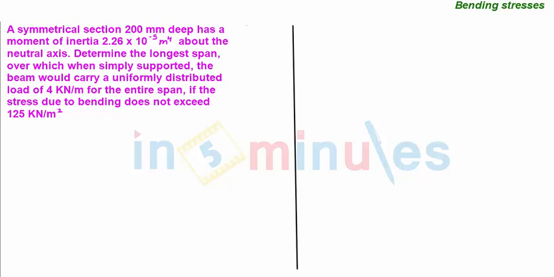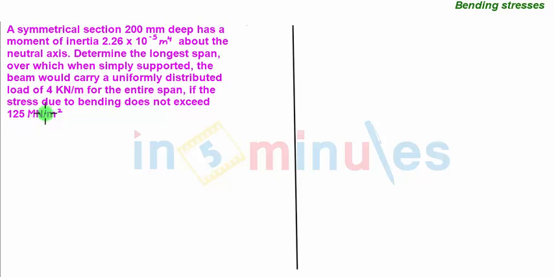A problem statement: a symmetrical section 200 mm deep has a moment of inertia of 2.26 × 10^-5 m^4 about the neutral axis. Determine the longest span over which, when simply supported, the beam would carry a uniformly distributed load of 4 kN per meter for the entire span, if the stress due to bending does not exceed 125 MN/m².